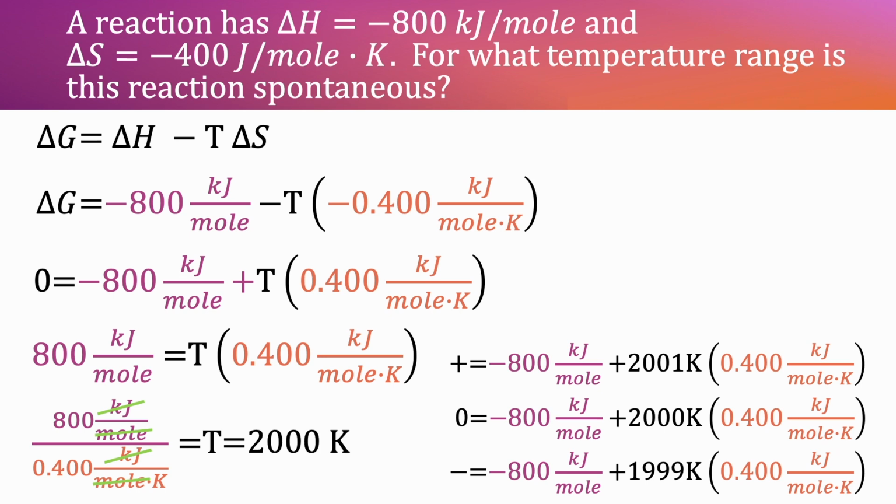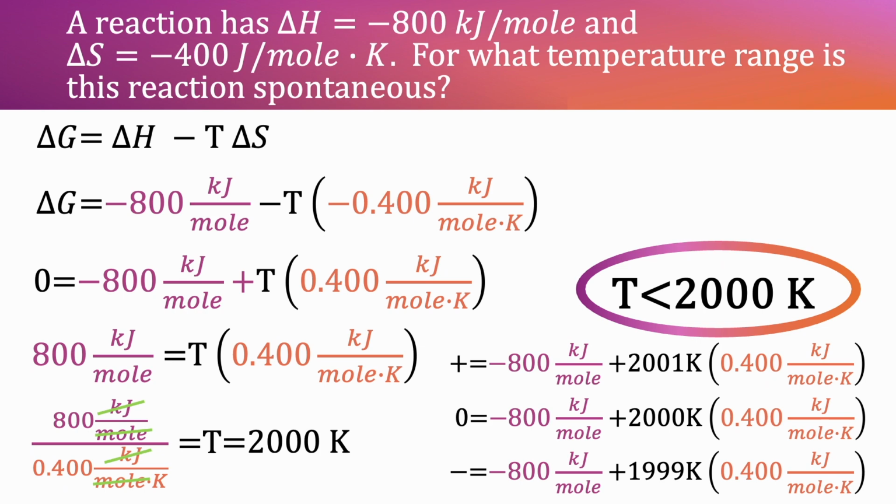So our final solution is T must be less than 2,000 kelvins. Anything where that is true will give us a spontaneous reaction.